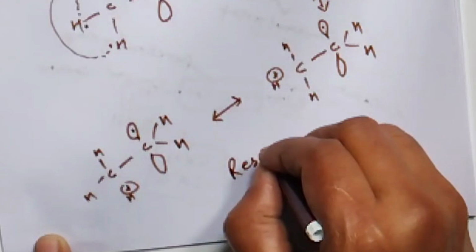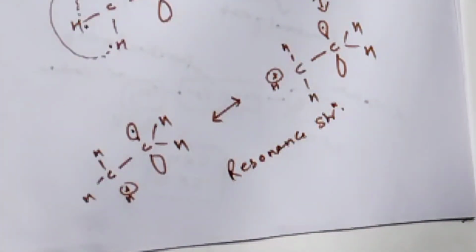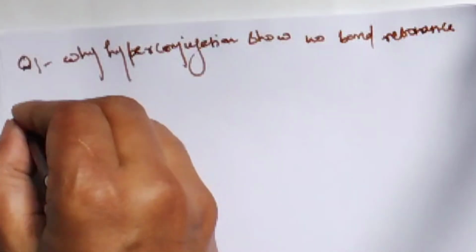This is a resonance structure. A question arises here: why is hyperconjugation known as no bond resonance? The answer is, there is no bond between the carbon and hydrogen atom.